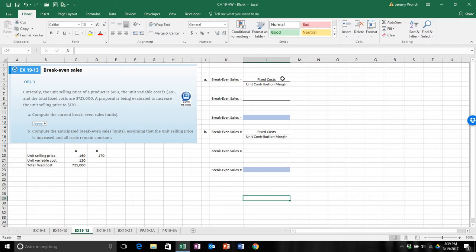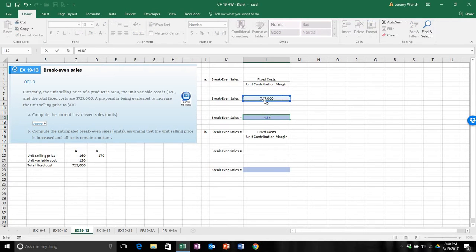And so the formula for this is our fixed cost divided by our contribution margin. So if we take our fixed cost of $725,000 and we divide this by our contribution margin. So our contribution margin is going to be our selling price, which is $160, minus our unit variable cost of $120. So that means for every item we sell, we get $40 that are available for fixed cost and profit.